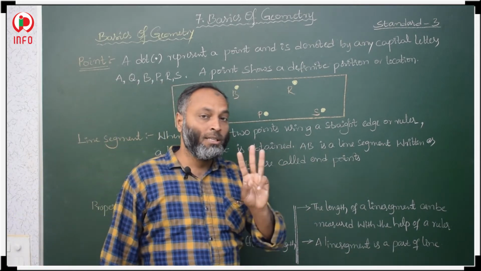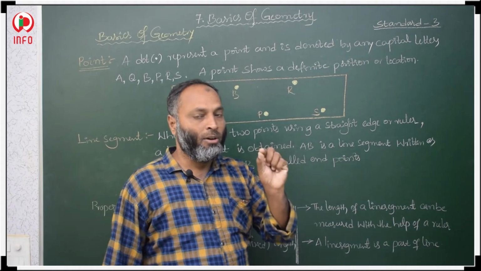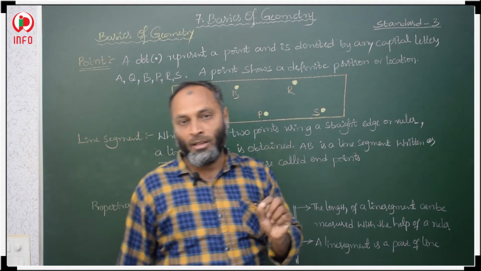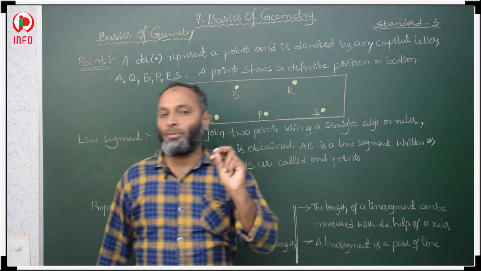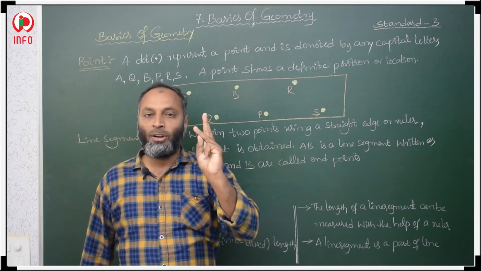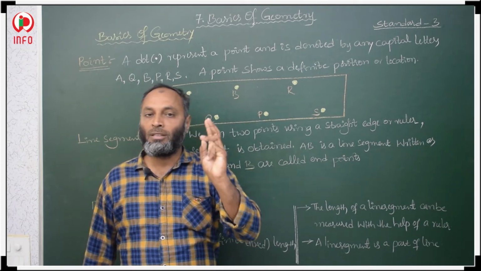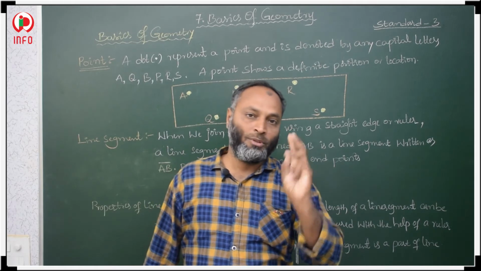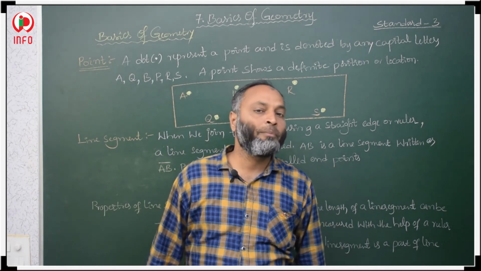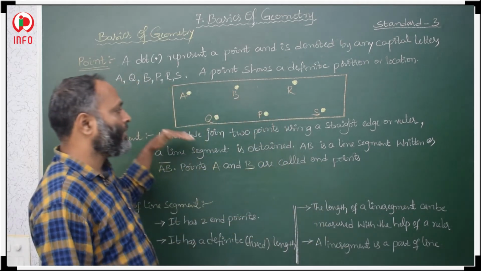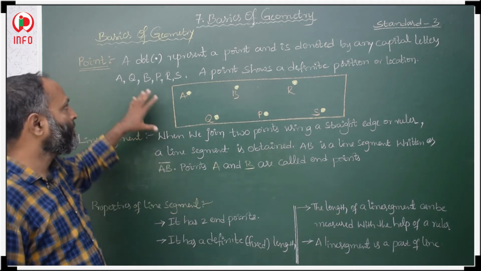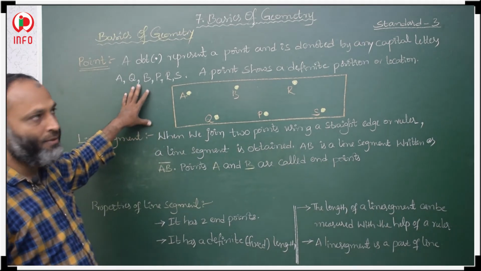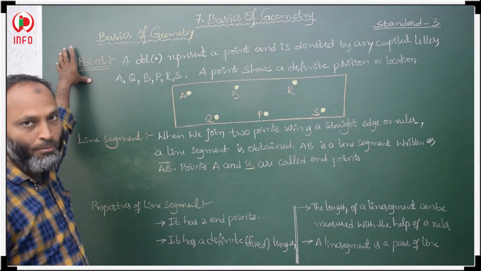Okay. These three things you have to remember. A dot always represents a point. A point is always represented with a capital letter, and a point always shows the exact location or position of anything. Okay. So, this is about point. First, the basics of geometry: the first definition, point.